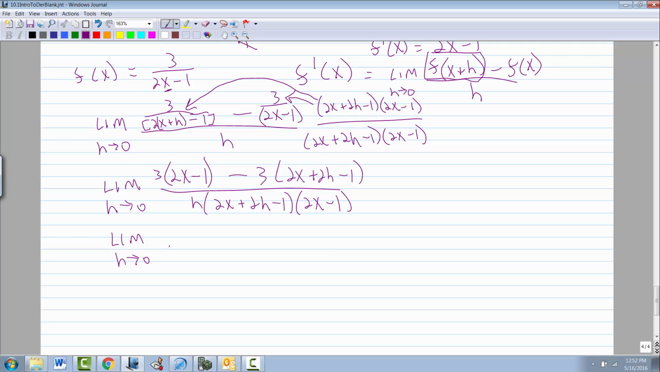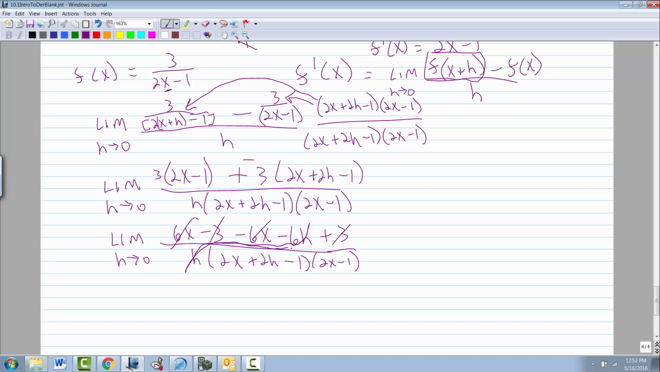I have to distribute 6x minus 3 and then distribute a minus sign, minus 6x minus 6h plus 3. Everything without an h does what? Cancels. A lot of writing. Yes, yes, yes. Cancel, cancel, cancel, cancel. And then guess what? This is what I'm going to do.